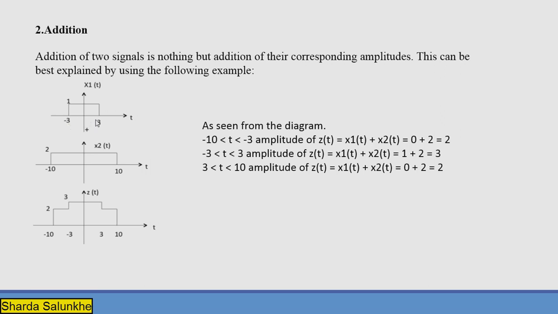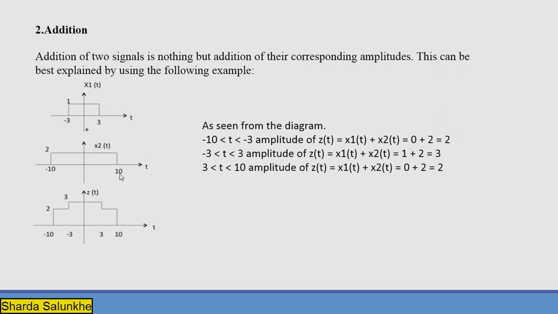Next, from minus 3 to 3, x1 of t has amplitude 1 and x2 of t has amplitude 2. So from minus 3 to 3, the amplitude of z of t becomes x1 of t plus x2 of t, that is 1 plus 2. So 1 plus 2 becomes 3, so z of t becomes 3.